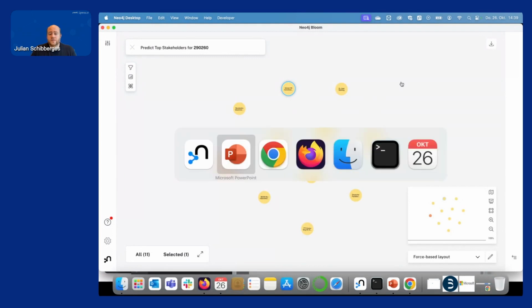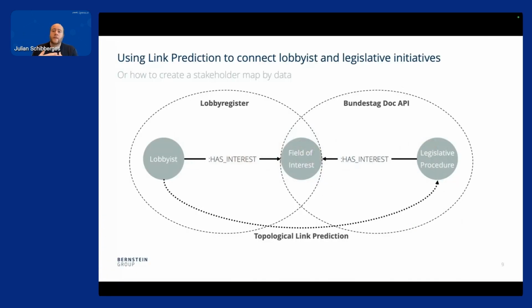So I think this shows just how valuable graph databases can be in the field of lobbying, creating transparency for the public, but also, obviously, if you're in the field, making your work a lot more effective. I thank you very much for your attention.